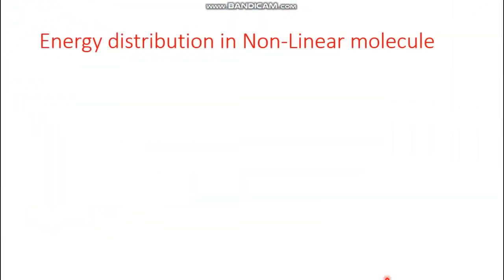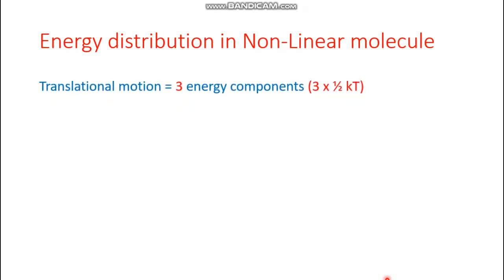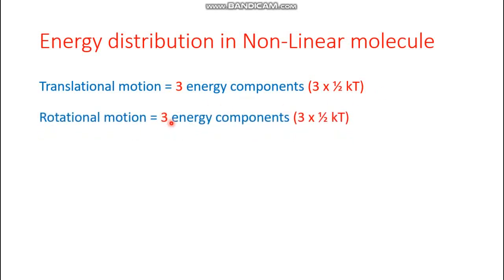Now, this same distribution for a non-linear molecule. Translational motion has three components, so the energy is 3 into half kT. But for rotation, instead of 2, as we calculated in the previous case for a linear molecule, it is 3 for a non-linear molecule, and definitely it is 3 into half kT instead of 2 into half kT like the previous one.